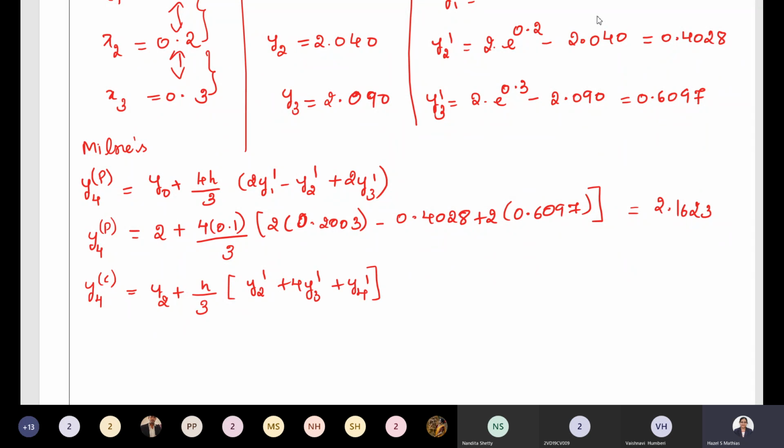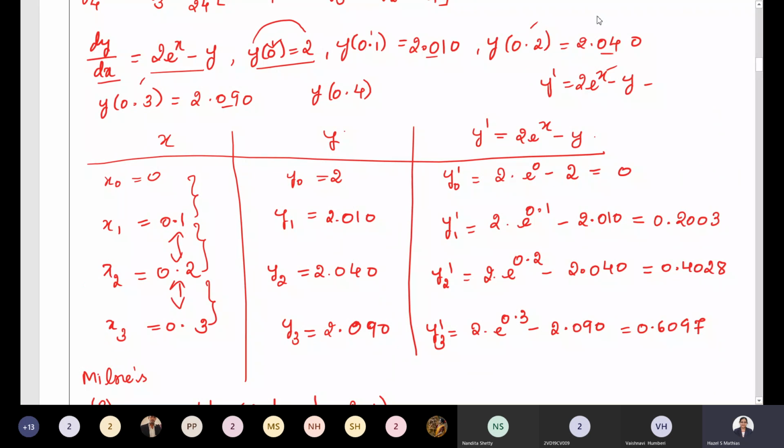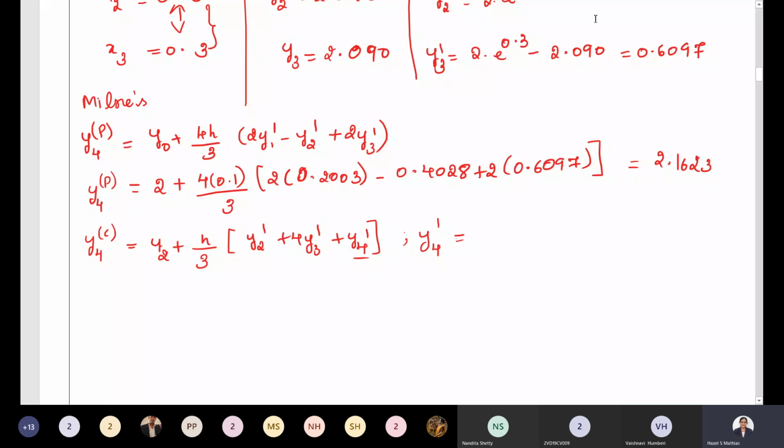Now here you see this y4 dash we do not know. That's why we need to find that y4 dash. So we know the formula for y dash. What is the y dash formula? See here. y dash is 2 e power x minus y. So y4 dash will be 2 into e power x4 minus y4. Here we use the predicted value for y4. So according to that, what will be the value of y4 dash?